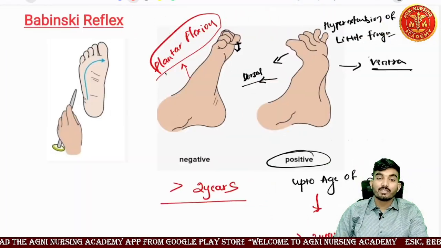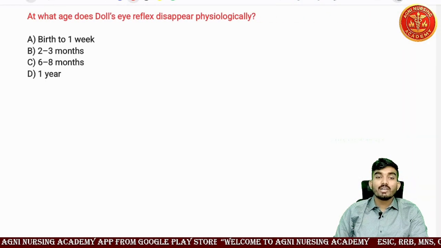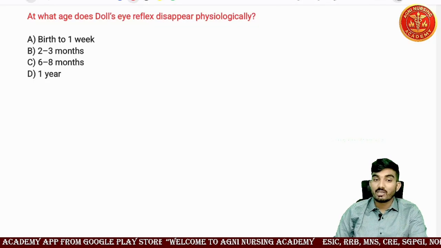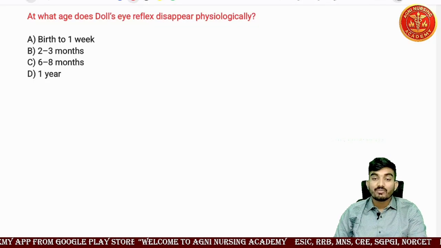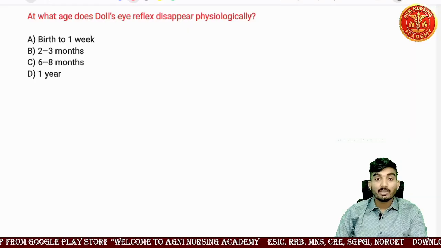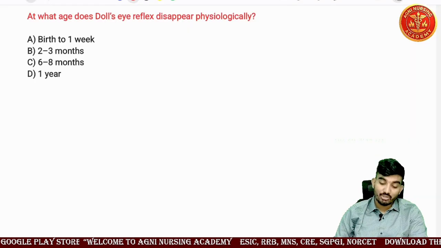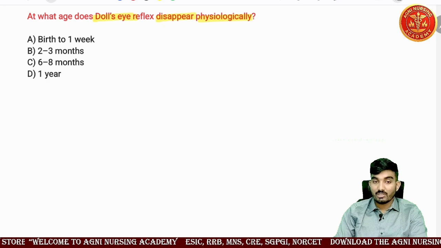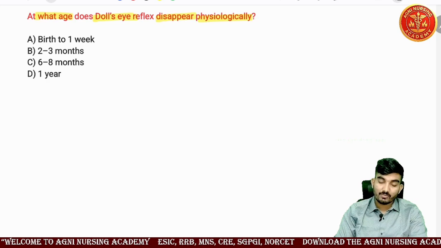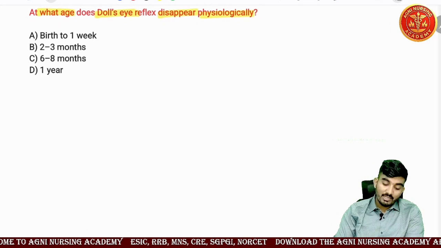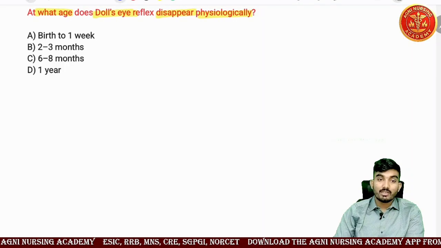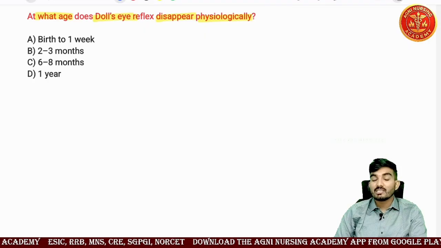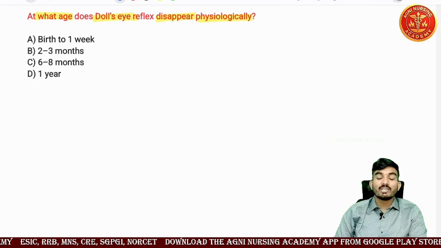Okay. Next reflex now. At what age does the doll's eye reflex disappear physiologically? Normally, functionally, when does it disappear? Option A is birth to 1 week. Option B is 2 to 3 months. Option C is 6 to 8 months. And option D is 1 year.